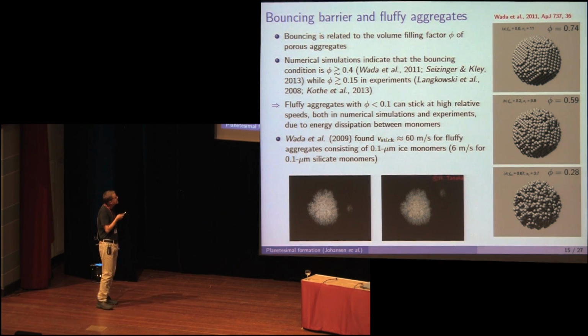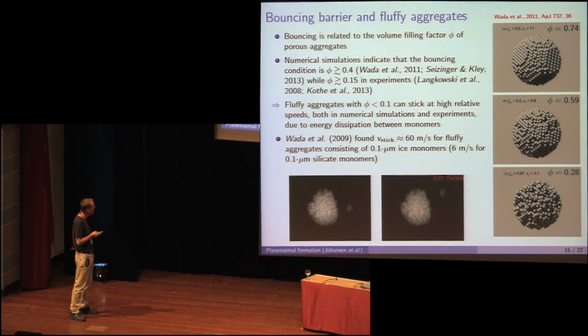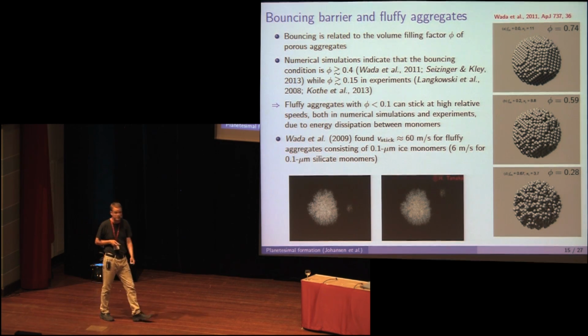Wada et al. 2009 found a sticking threshold for fluffy aggregates consisting of 0.1 micrometer ice monomers of 60 meters per second. So you can stick up to 60 meters per second. And if you apply this to silicates instead, you get 6 meters per second, so a factor of 10 comes from the fact that ice is more sticky than the silicates.